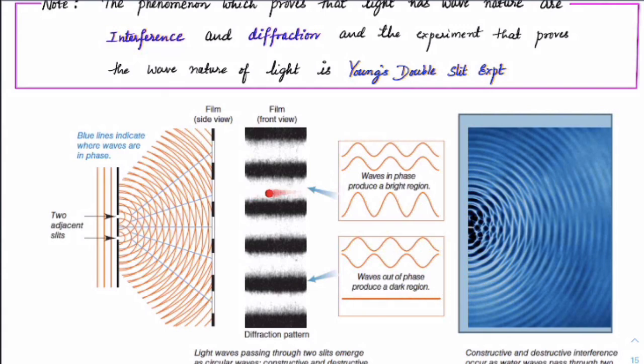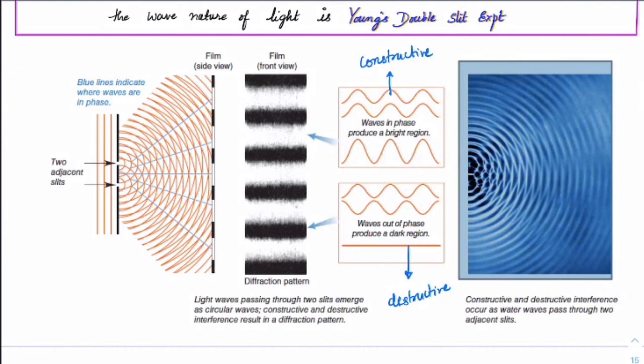So you can see that the white regions are the added up ones, and the dark regions are the subtracted ones. The added up ones are called constructive interference, and when it gets subtracted, we call it destructive interference. The same thing you will observe in water also. If you create ripples, they will also make constructive and destructive interference. Got it? So this is the first phenomenon, interference.